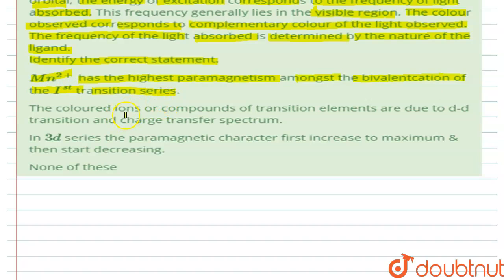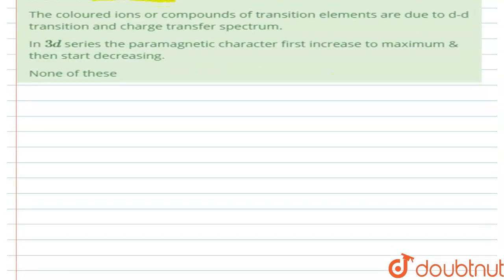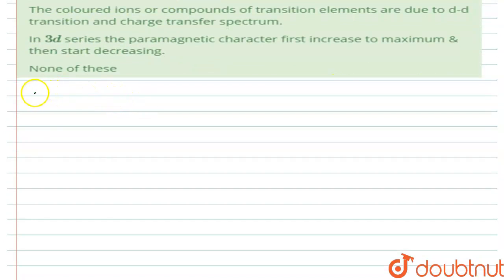So they are telling us that to verify that Mn2+ has the highest paramagnetism shown by any bivalent cation in the first 3d transition series. Now to verify that, we will have to write down the electronic configuration of all the bivalent cations of 3d series, right? So at first we have scandium, right?